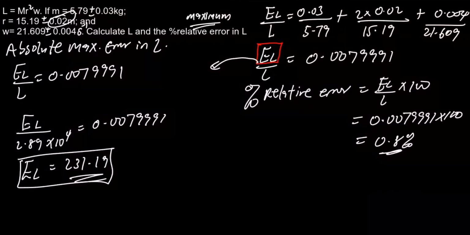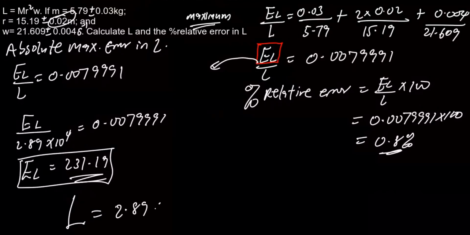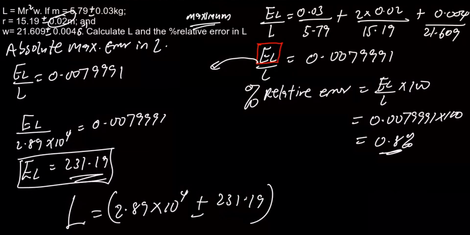So I have L and I have error in L. So if I want to express L this way, I'll say L will be equal to, what is the real value for L? The real value for L is what? 2.89 times 10 raised to power 4. And what's the error in L? Plus or minus 231.19. And that's my answer. I'll just put the units, which will be like kg m squared s to the minus 1. And that's my final answer.